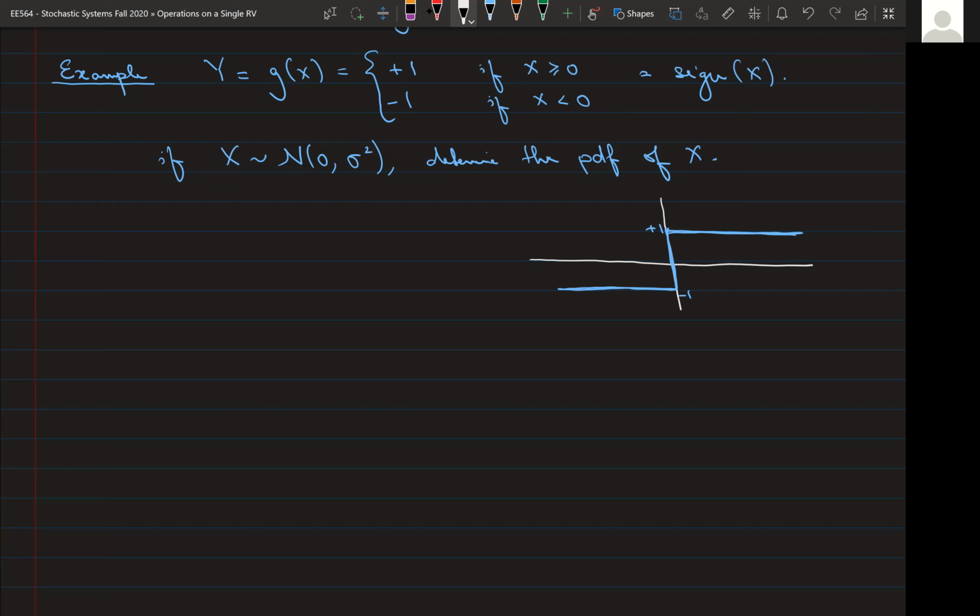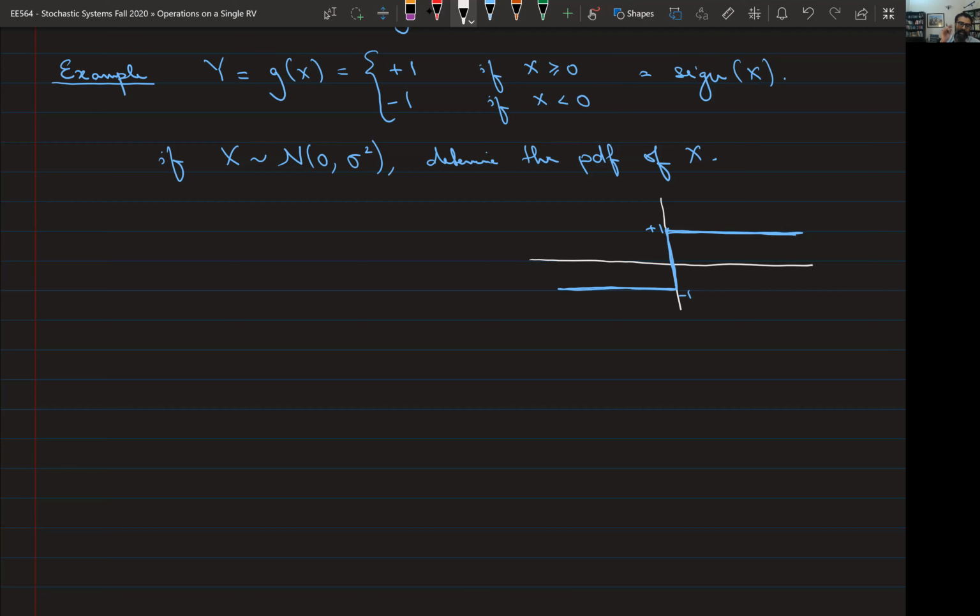I mean, is that going to be a Gaussian random variable? Is that going to be a continuous random variable? Is that going to be a discrete random variable? Discrete random variable can take either +1 or -1, so it's going to be a PMF. This is going to be a Bernoulli random variable, right?